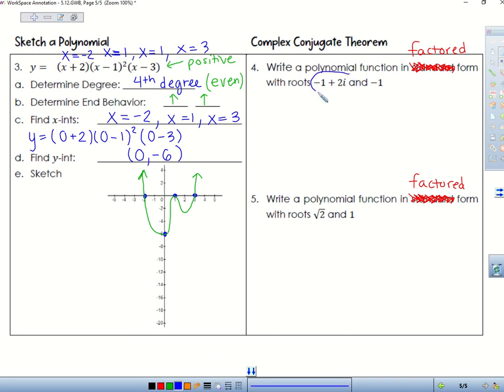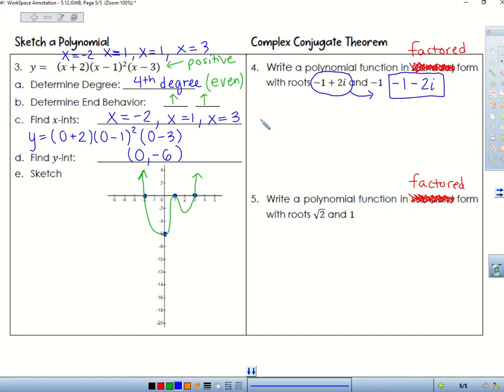This right here is an imaginary or an irrational root, right? That's the type you want to look for. You have to come up with its conjugate. What is the conjugate of this? You change the sign between the terms. Negative 1 minus 2i is its conjugate. That's how you find one's conjugate. You just flip the sign between the two terms if it has more than one term.